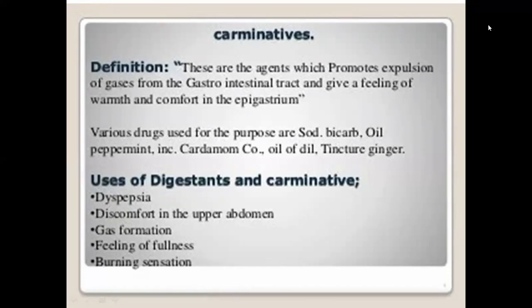First one, dyspepsia: discomfort in the upper abdomen, gas formation, feeling of fullness, and burning sensation. So in these conditions, these carminatives are used. The first one is dyspepsia. What is meant by dyspepsia? It is which type of disorder?